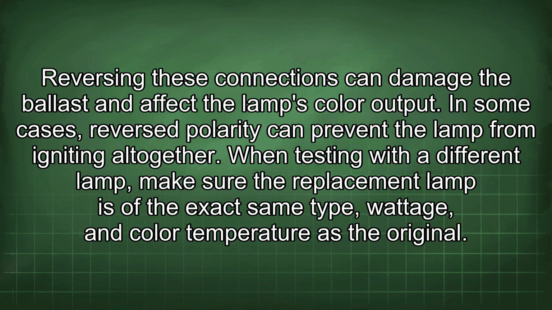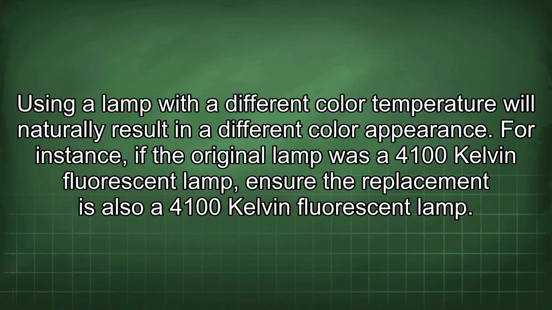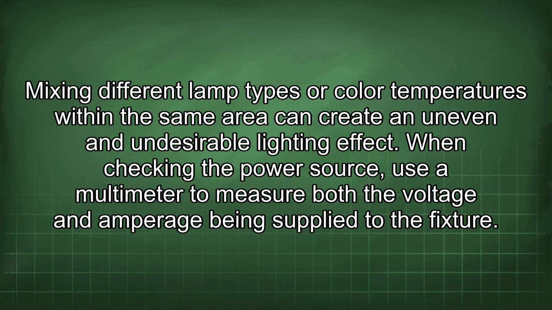When testing with a different lamp, make sure the replacement lamp is of the exact same type, wattage, and color temperature as the original. Using a lamp with a different color temperature will naturally result in a different color appearance. For instance, if the original lamp was a 4100 Kelvin fluorescent lamp, ensure the replacement is also a 4100 Kelvin fluorescent lamp. Mixing different lamp types or color temperatures within the same area can create an uneven and undesirable lighting effect.